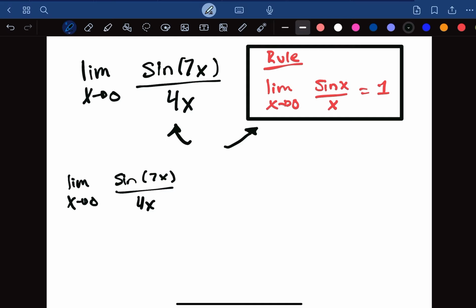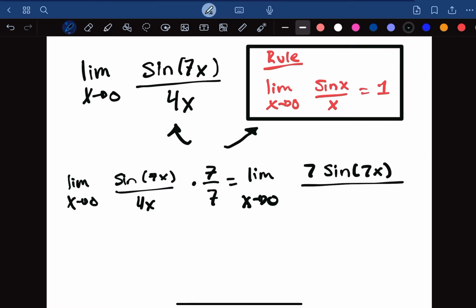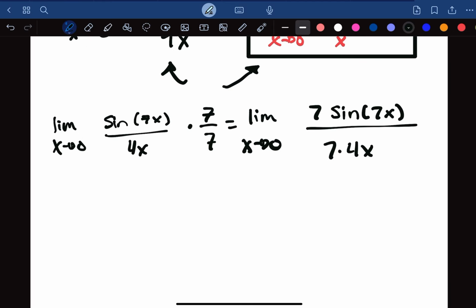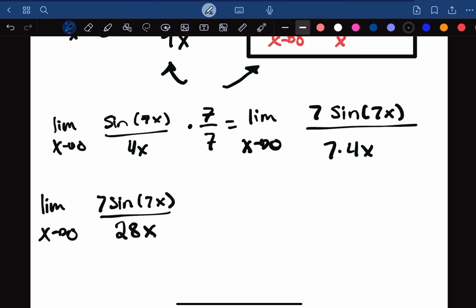What we can do is multiply the top and the bottom by 7 over 7, almost like a common denominator problem. And so this is equal to the limit as x is approaching 0 of 7 sine 7x over 7 times 4x. Now simplifying that a little bit, we have the limit as x is approaching 0 of 7 sine 7x divided by 28x.